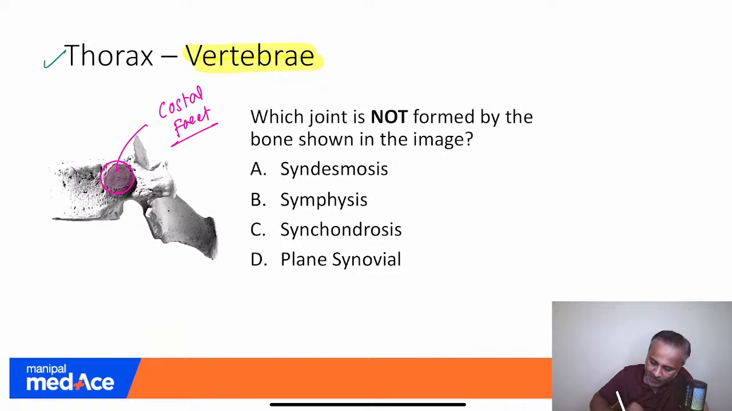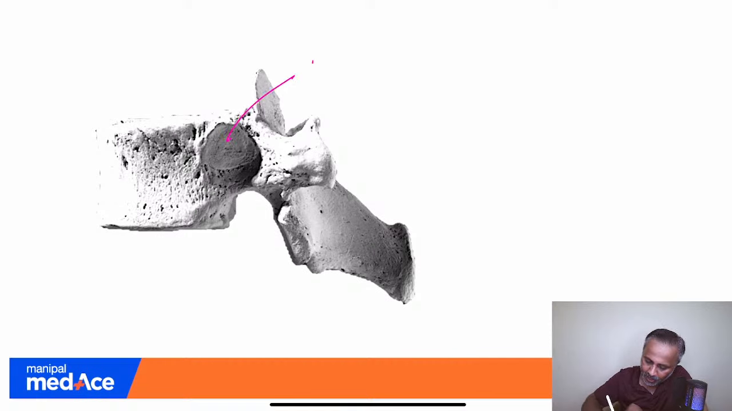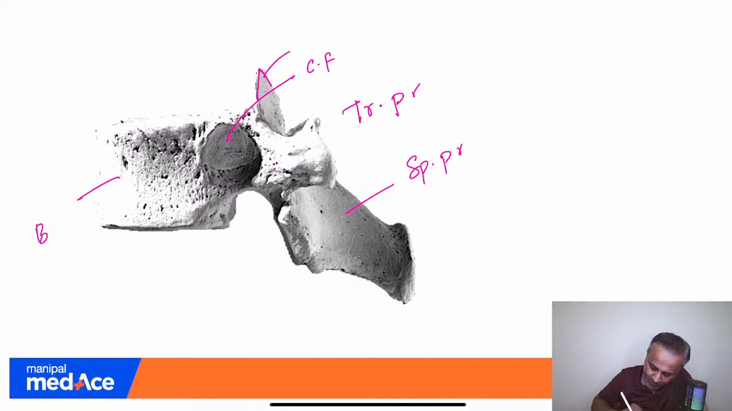This costal facet is for articulation with the rib. So to call it a thoracic vertebra, it should always have a costal facet. This is the costal facet. This is the articular process, the superior articular process. This is the spinous process. Here we have the transverse process and here we have the body of the thoracic vertebra.